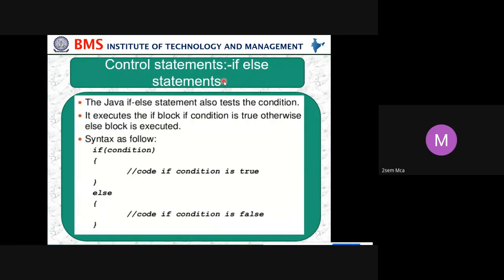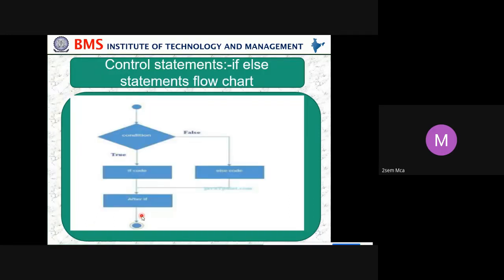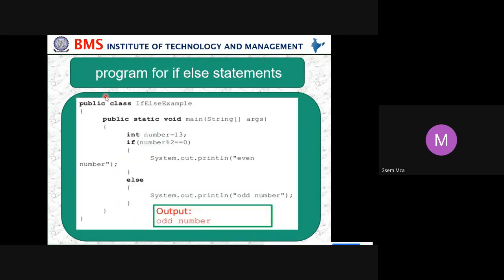So in the control statement, the Java if else statement also tests the condition. It executes the if block if the condition is true, otherwise the else block is executed. That's what we have here: the true condition will be executed, else the false part will be executed. So condition, true case, condition, false case. Then the program we have seen: if this condition is true, it will display even number. If the condition is false, it will display odd number.